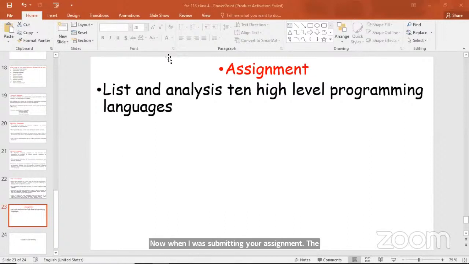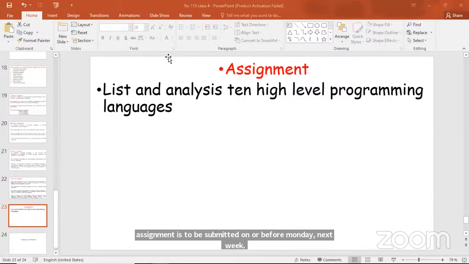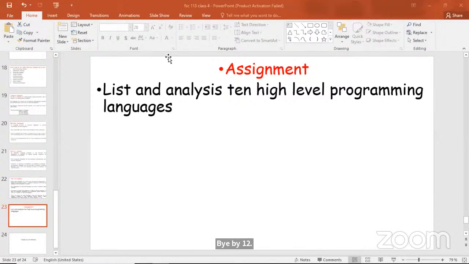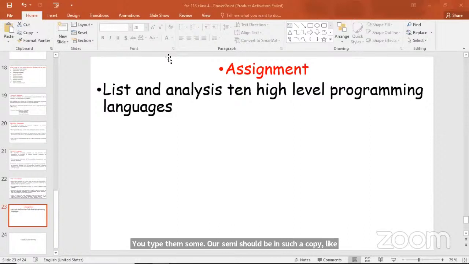The assignment is to be submitted on or before Monday next week by 12 noon. Please recap on the assignment. All right, the assignment is you look for 10 examples of high-level languages. You write notes on them. You type them. Sir, our assignment should be in soft copy, like send it in PDF.